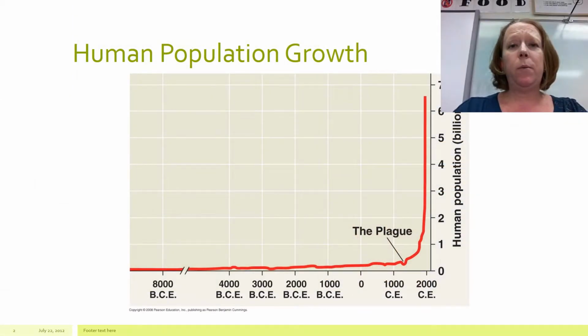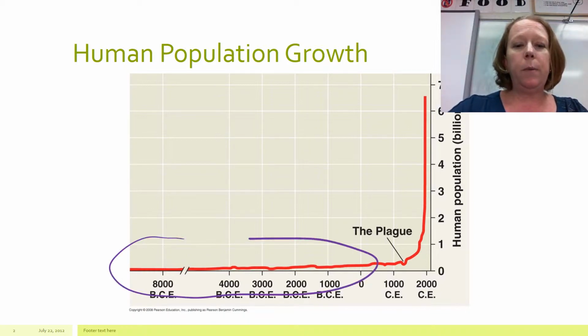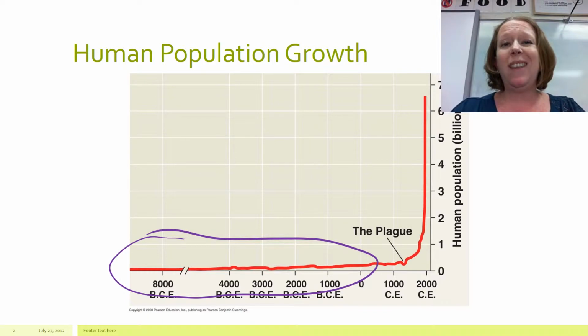So as we talked about previously, humans are really the only species that truly show exponential growth in our population. And so you can see here our J-shaped curve graph. And in the beginning here, our population was growing very slowly. At that time, we were hunter-gatherers, and it was very difficult to survive. It was also difficult to grow very large families because you were constantly on the move.